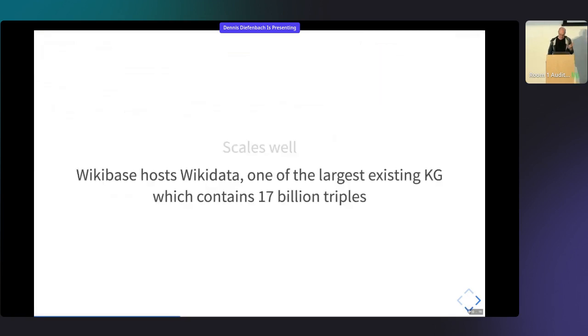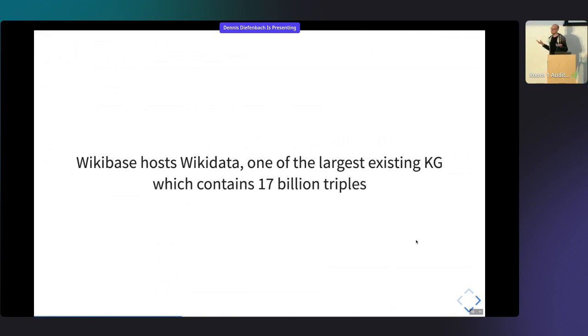It scales well. Wikibase hosts Wikidata. Wikidata contains 17 billion triples. If you would like to reach that scale in an organization, it's not something so trivial. And the EU knowledge graph is meanwhile a pretty large graph. It contains nearly 1 billion triples. So it's not something small.